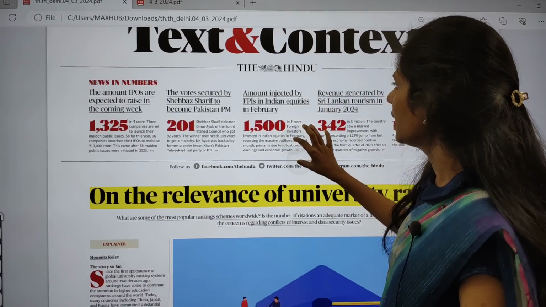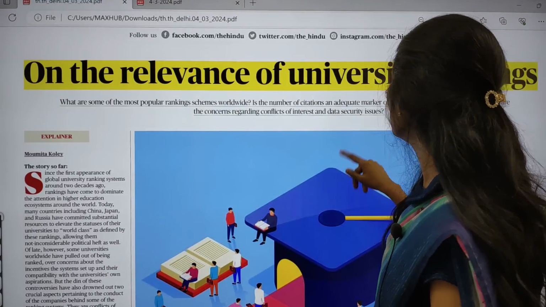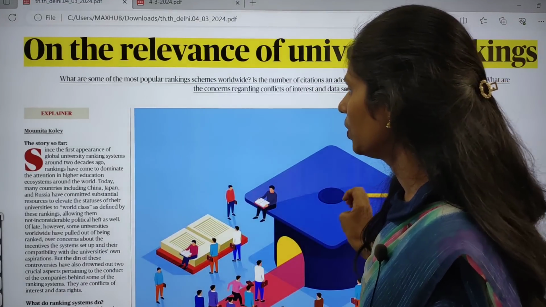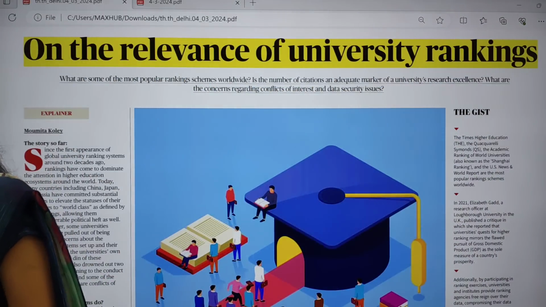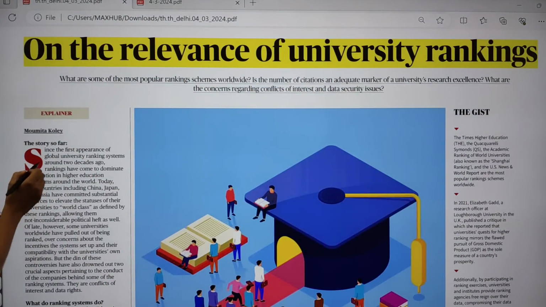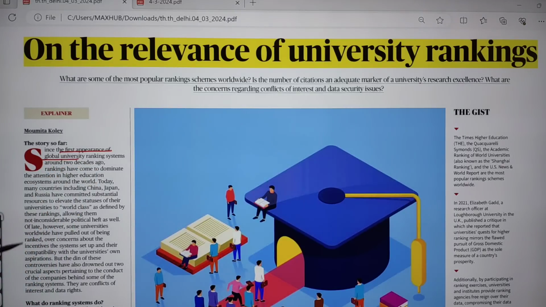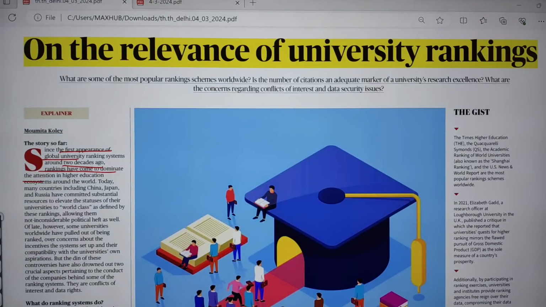So in this text and context, you can see this article. It is about the relevance of university rankings. So here this article is very important. Okay, so why is it in news? Here you can see, since the first appearance of global university ranking systems around 2 decades ago, rankings have come to dominate the attention in higher education. So in higher education institutions, we are talking about these rankings.